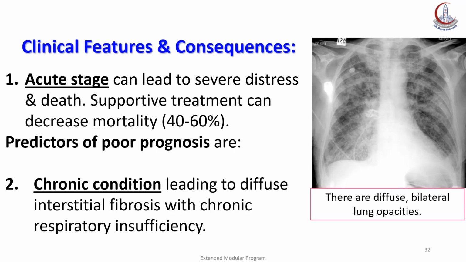The clinical features and consequences in acute respiratory distress syndrome: the acute stage can lead to severe respiratory distress and death. Supportive treatment can decrease mortality, which remains in about 40 to 60% of the cases. The predictors of poor prognosis are old age, bacteremia, and multisystem failure. The chronic condition can lead to diffuse interstitial fibrosis with chronic respiratory insufficiency.